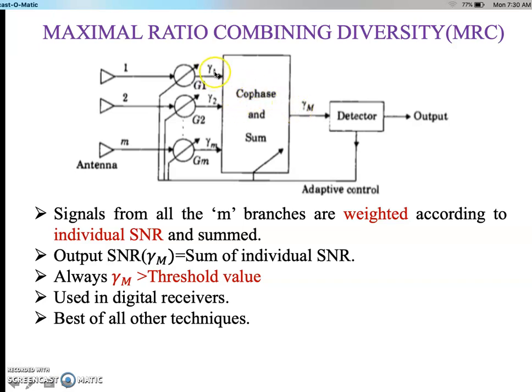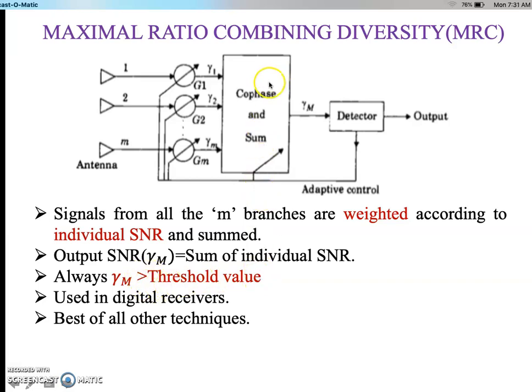After this, all of the individual SNR values are summed up here. So this gamma capital M is nothing but the sum of individual SNRs. This gamma M will always be greater than the threshold value, because it is not an individual value, it is actually the summation of all the individual SNR values. So at any time this gamma M will always be greater than the threshold value.